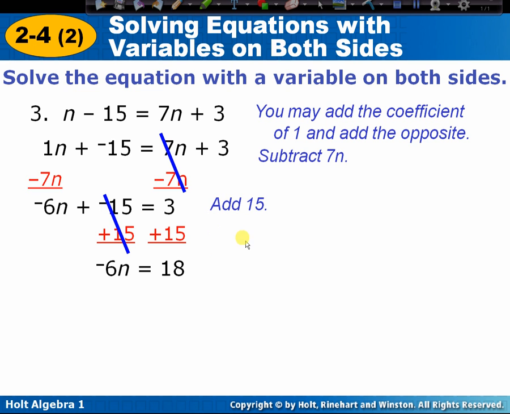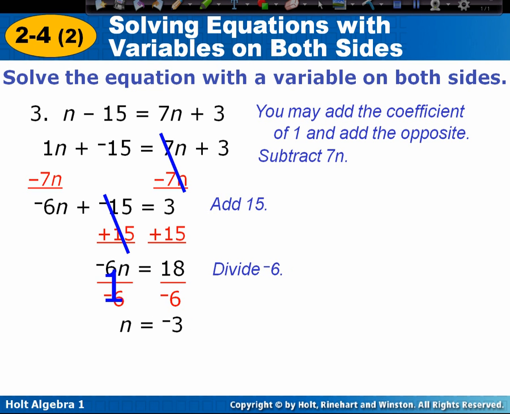And finally, we're going to multiply or divide. The negative 6 is right next to the n, so it's being multiplied. So we're going to do the opposite of multiply, and we're going to divide. So we're going to divide both sides by negative 6. And that's going to give us n equals negative 3.